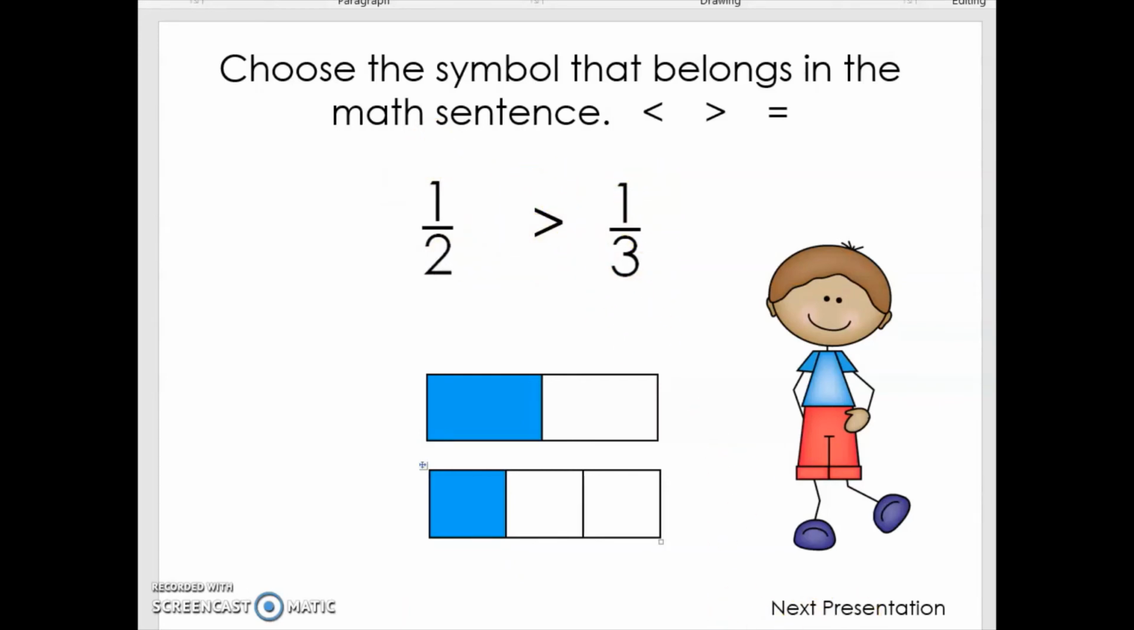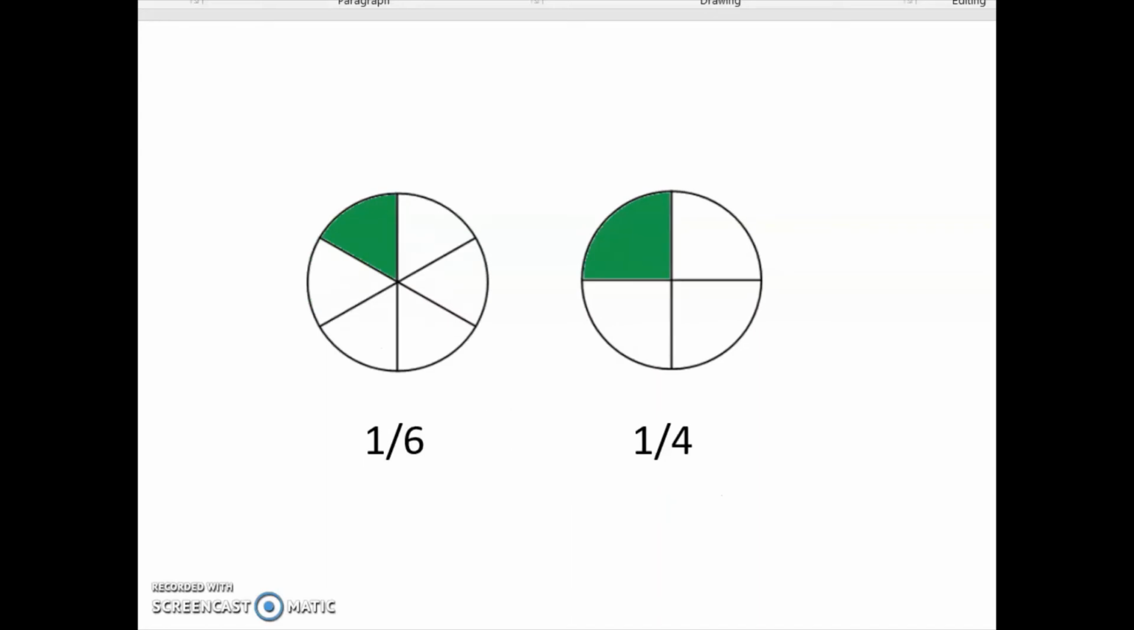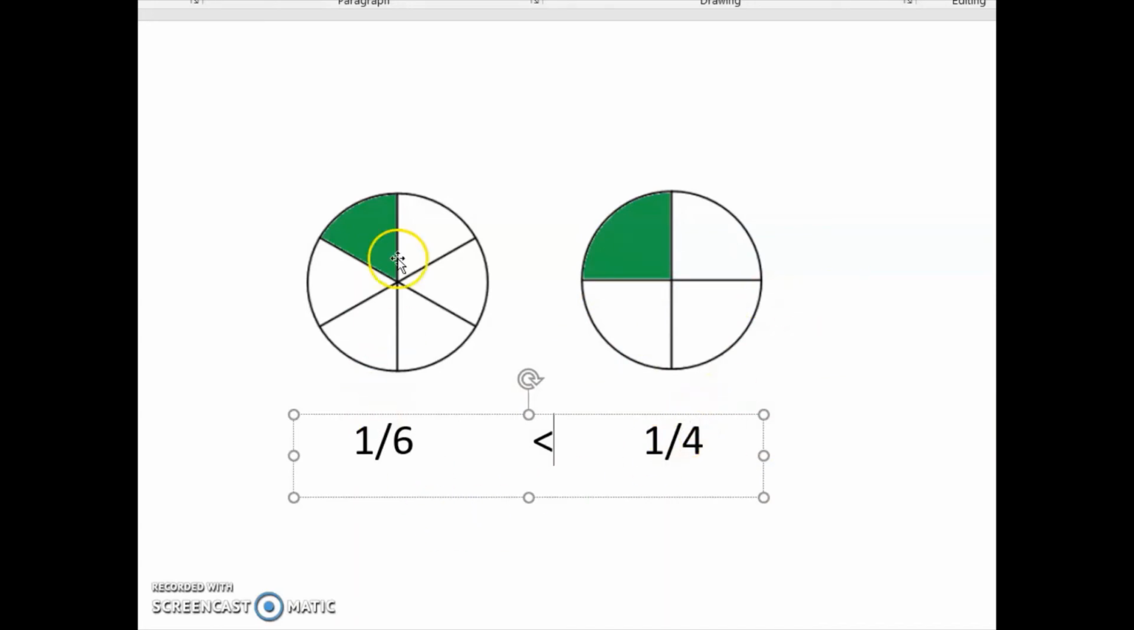Okay? I'm going to switch to a different PowerPoint. Here we go. Now we've got more practice. 1/3 and 1/5. What do you think? 1/3 is bigger, greater than 1/5. 1/6 and 1/4. Which one is bigger? The 1/4 is bigger. Remember, the opening or the mouth eats the bigger piece. We read this as 1/6 is less than 1/4.